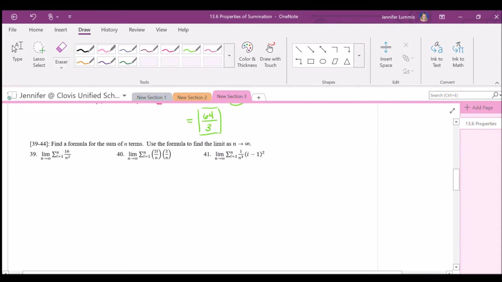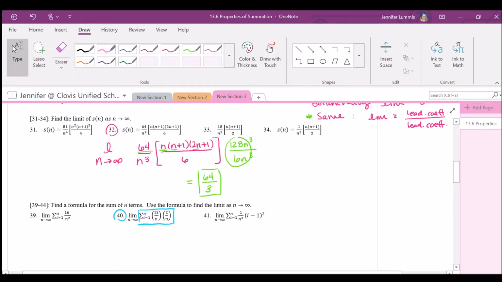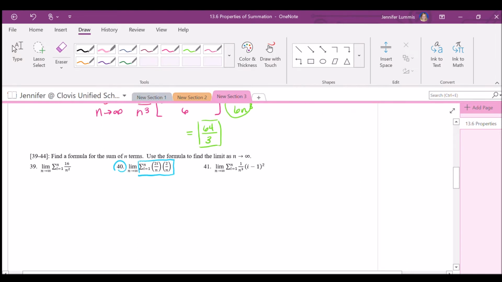So we're going to go down, and for the last few, I'm going to work on 2 problems here. We're going to start with a simpler one, and then we'll do one that's a little more involved. The first one I want to take a look at is number 40. It says find the formula for the sum of the n terms, and then use that formula to find the limit. So what we're doing here is working inside with the sum first, and the last thing we'll do is what we just did up here in problem 32. We'll find that limit. All right.